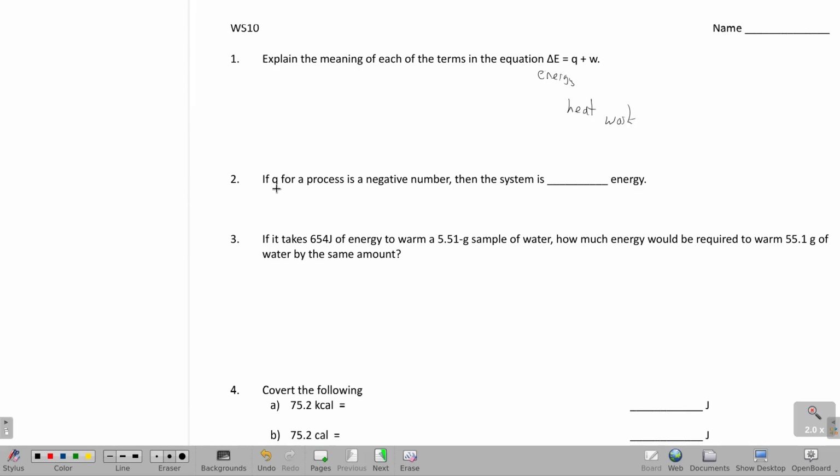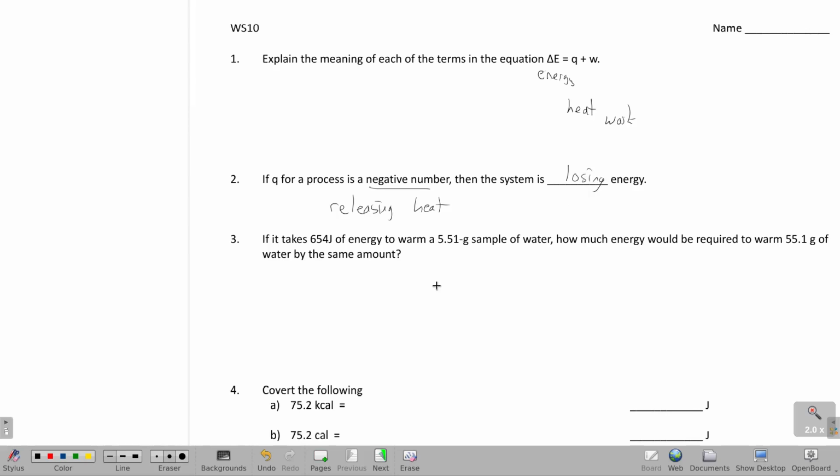All right, number 2. If Q for a process is a negative number, then the energy of the system is blank energy. All right, if Q is negative, that means it's releasing heat. Therefore, the system is losing energy because it's actually going down. That's why it's releasing that energy.